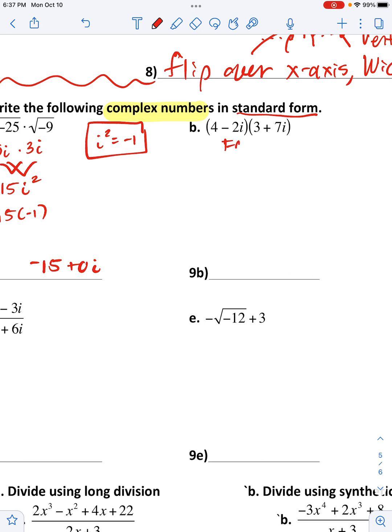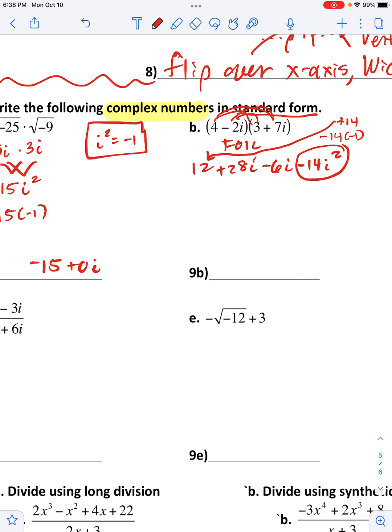Here I have to FOIL, and like I said in class, treat i like x until it's squared. So first is going to be 12. Outside is going to be 28i, inside's -6i, and last is -14i squared. But i squared is a -1, so this whole thing on the end is a value of 14, which can now combine with the 12 to become the real part of 26. And then the two imaginary parts can combine to become a positive 22i.